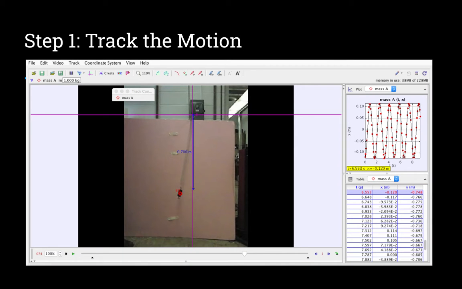After that, I uploaded the video into Tracker and I tracked its motion. On the right side, you can see that it's moving in an oscillating pattern, and below that are all the values for it.